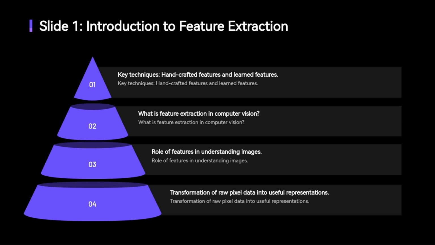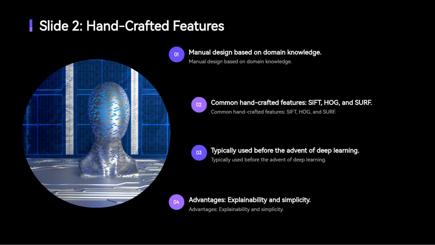Before the rise of deep learning, handcrafted features were the backbone of feature extraction in computer vision. These features were designed based on human intuition and understanding of image properties. For example, features like edges, corners, and textures are essential for understanding the content of an image.